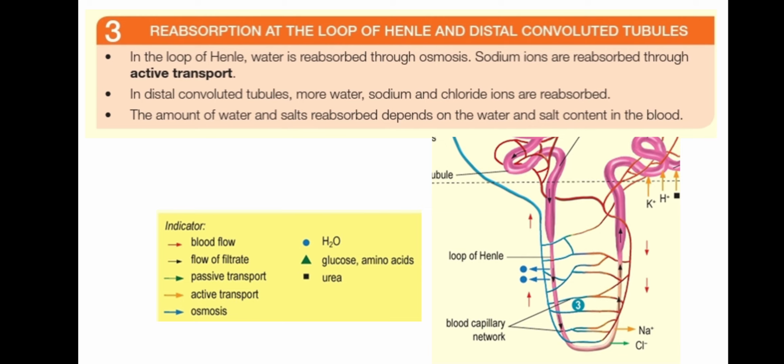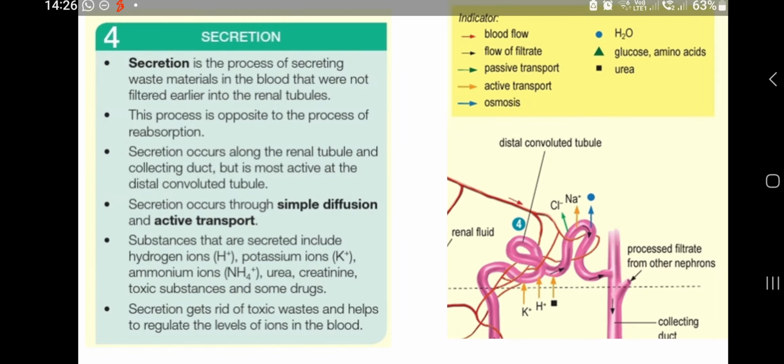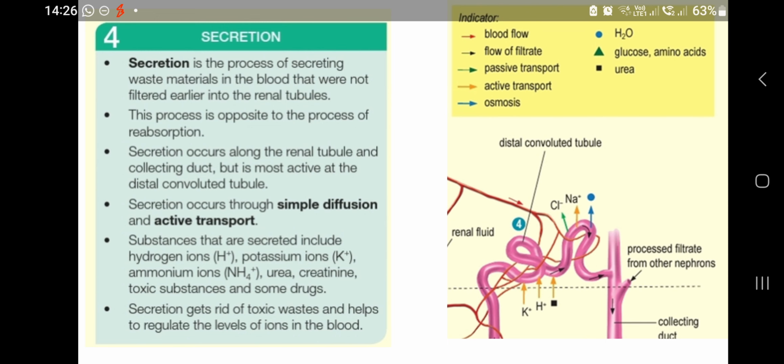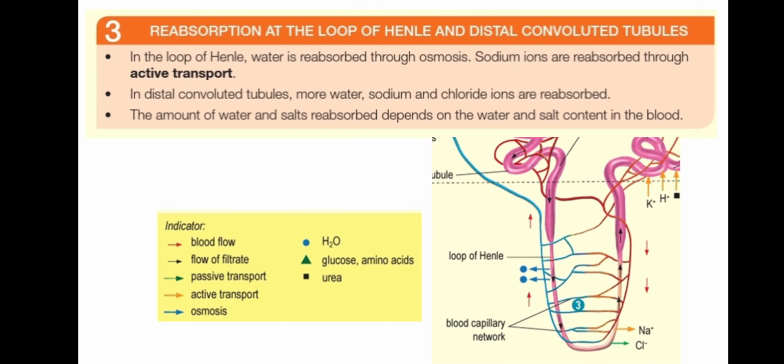So reabsorption happens in the loop of Henle and the distal convoluted tubule. Here they combine the two: loop of Henle and distal convoluted tubule. Water is reabsorbed through osmosis. Sodium is reabsorbed through active transport. This one is at the loop of Henle. Make sure all the sodium needed by your body is being absorbed. Water also.